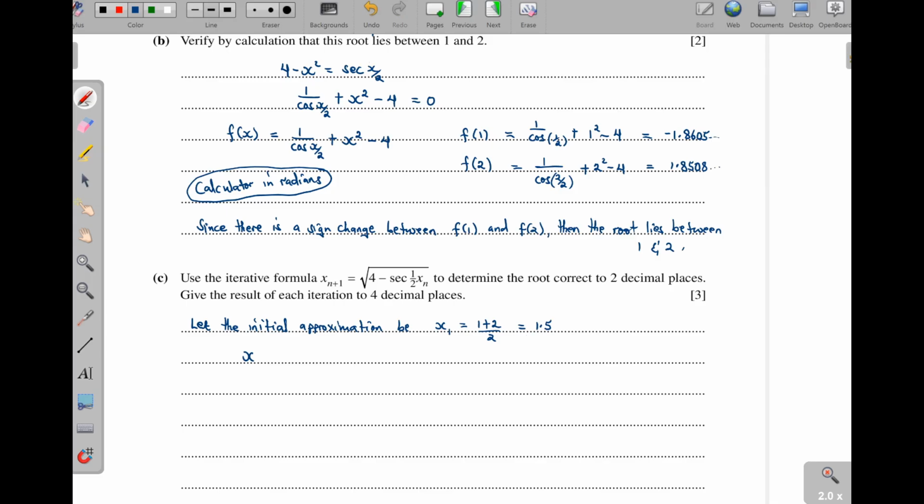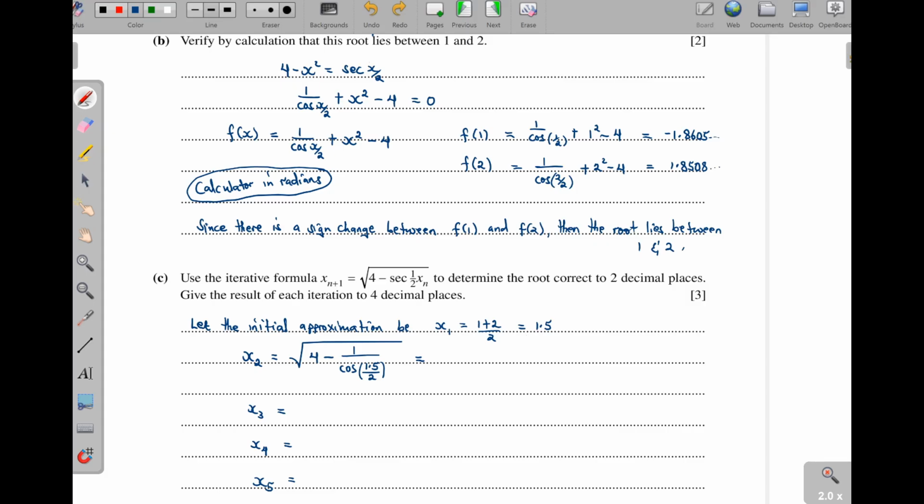Now the second approximation, the second value is going to be the square root of 4 minus sec is 1 out of the cosine of, this is now 1.5, then divide by 2, like that. You just show the substitution on the second one. The rest, you can just write them, maybe x3, maybe we can get x4 or x5, like that. The rest, you just write the answers. No need to waste time, because that time is not there.